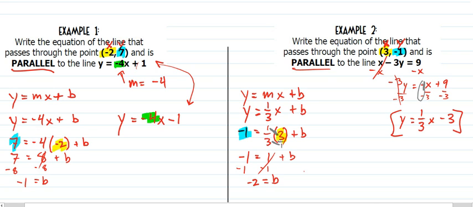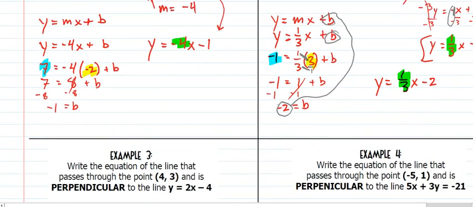So our new equation, because we're going to put this b in for b right here, our new equation is y equals 1/3 x, because it's parallel, same slope, minus 2. Same slope, different y-intercept. All right? Let's go on to example 3.